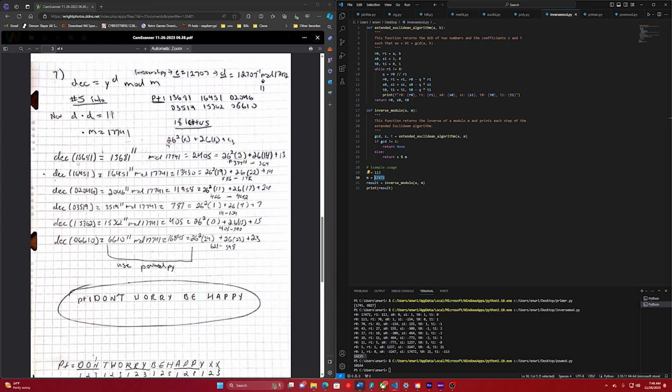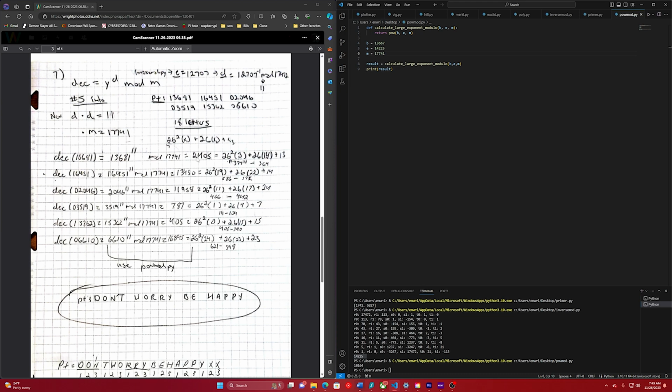So then to decipher the first block, it's 13,681 to the power of 11 modded by 17,741. You put that into powermod.py. You get 2,405. Then again, how many times can I fit 26 to the power of 2 into 2,405? Turns out it's 3. So 26 squared times 3, and then you subtract that from 2,405. I'm left with 377. How many times can I stuff 26 into 377? Turns out it's 14 times.